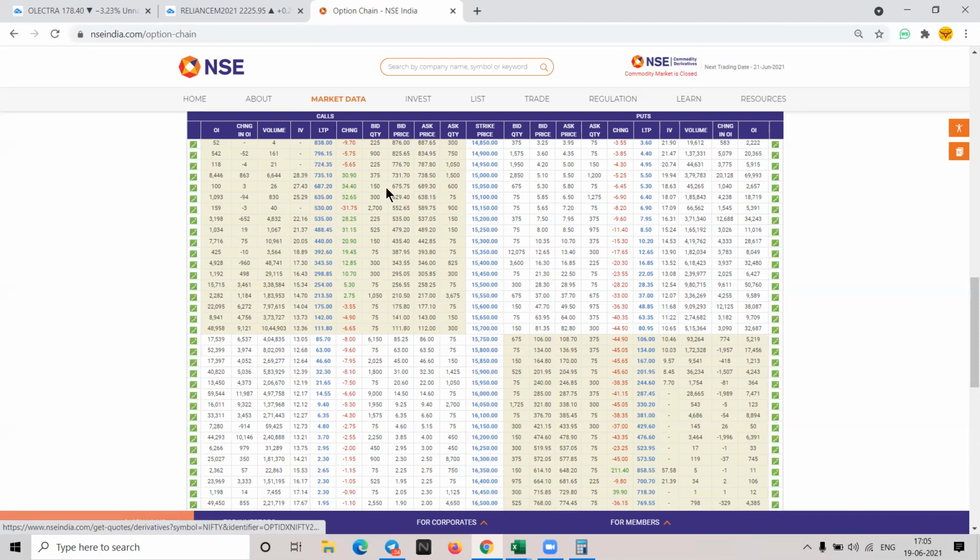Okay, vice versa. Here in call side, below we had in the money. In put side, we have higher strike price as in the money and lower strike price as out of the money options. Is it clear? Exactly opposite of call, exactly opposite.